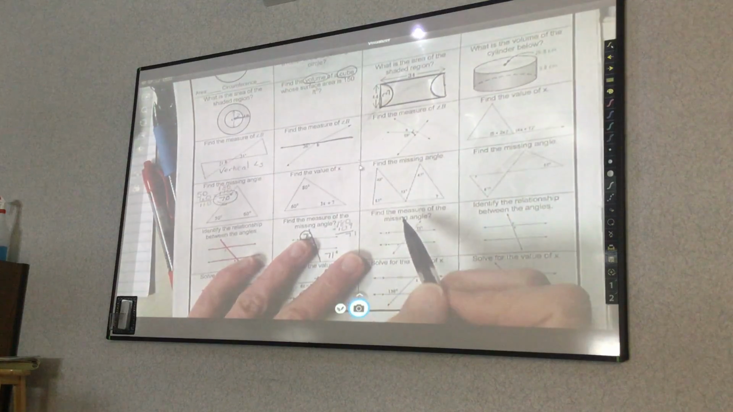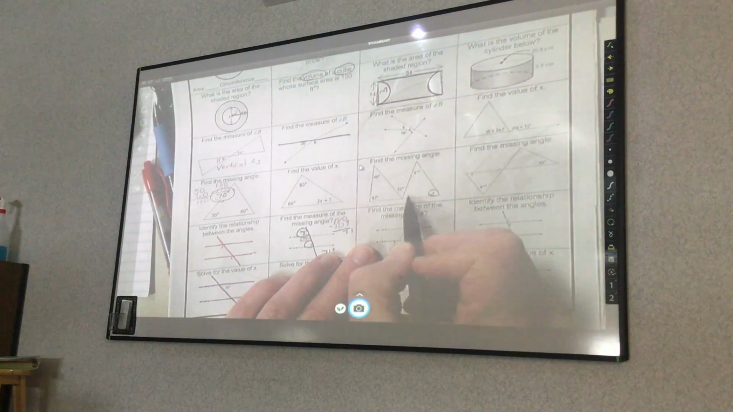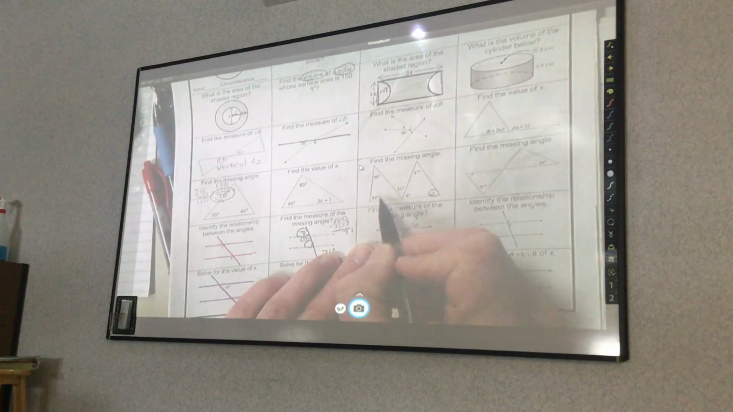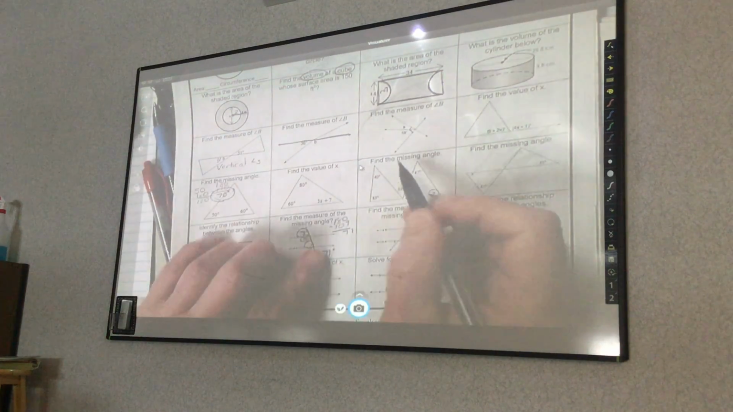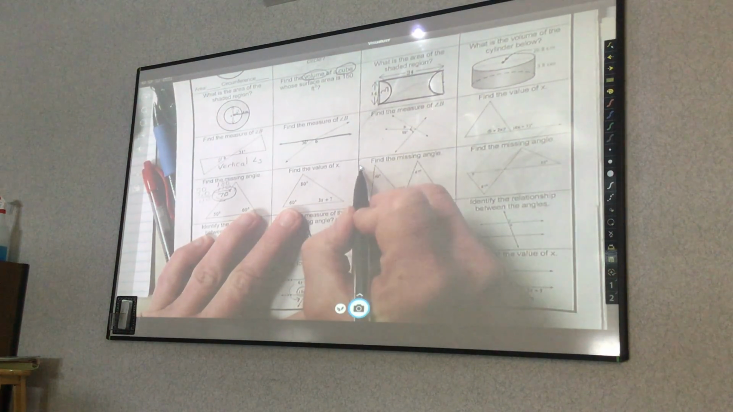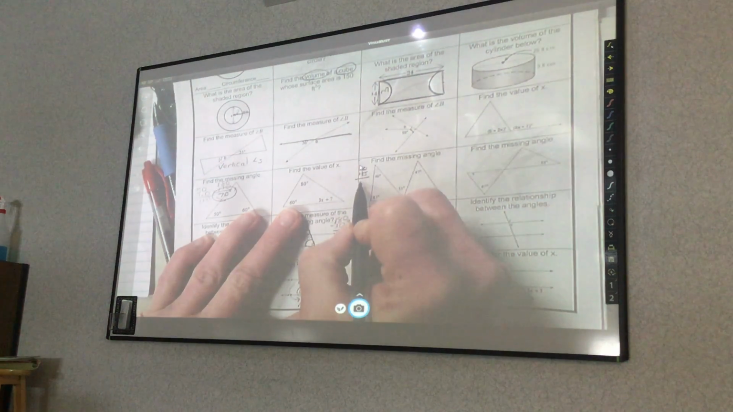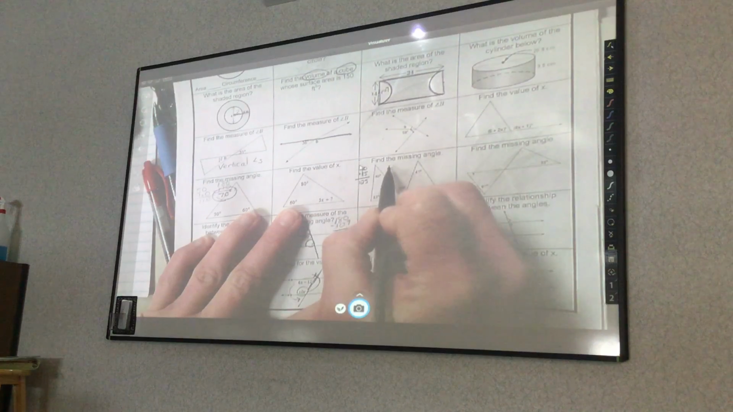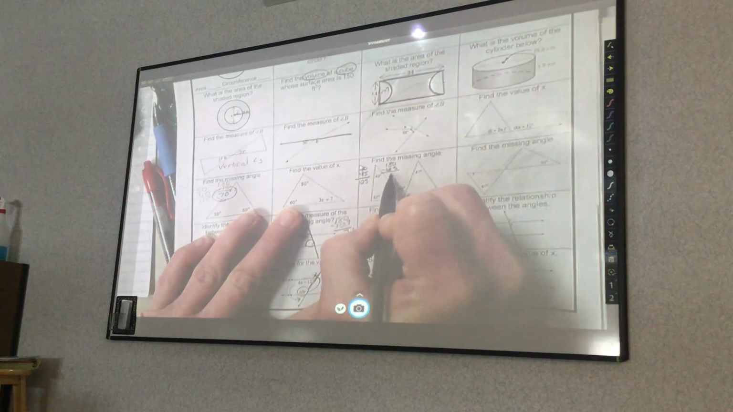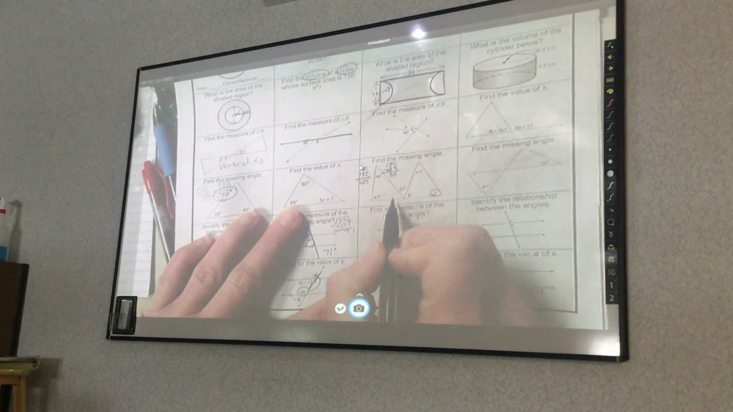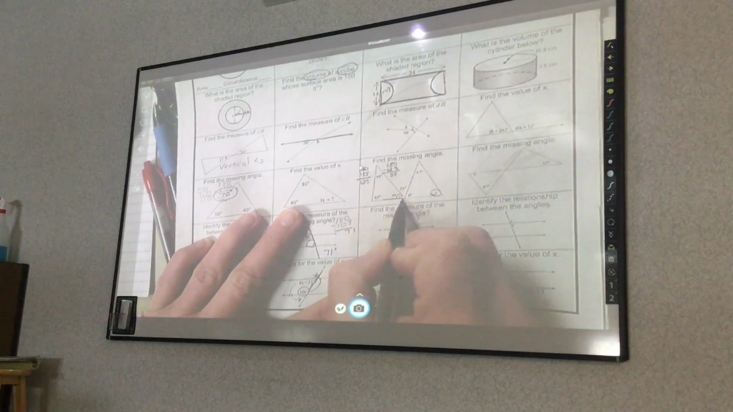We had a lot last week like this. If I want to find this measurement, I have to get to this one first. To get to this one, I need to find these measurements. So I'm going to do 40 plus 85, and I get 125. So then I take 180 minus 125, and I get 55. So if this right here is 55, then we have the straight line.